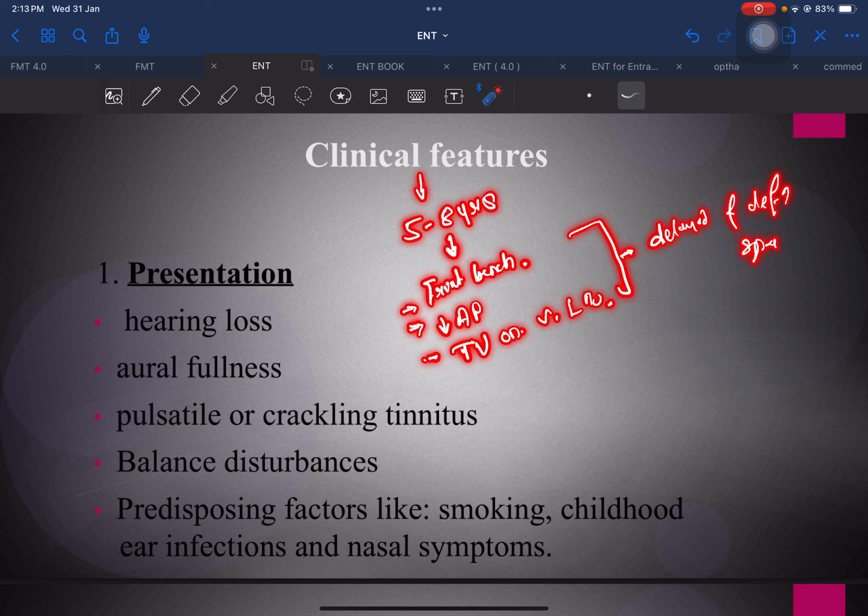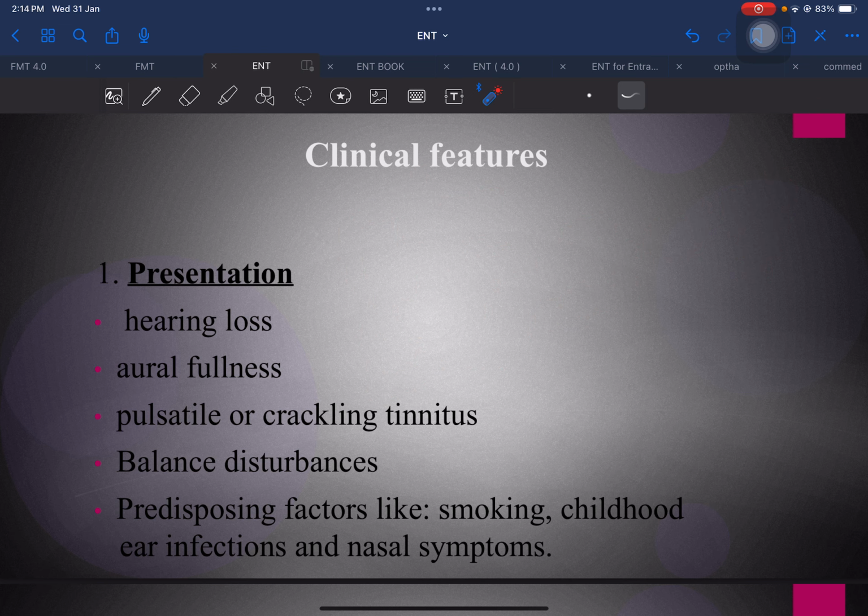So this is the history, how the child is going to present to you. The age of the child is 5 to 8 years. The child has to sit on the front bench. The child is slowly declining in academic performance, and has to turn on the TV at a loud volume. And overall, after a long course of time, there will be delayed and defective speech. So this is how the child is presented to you.